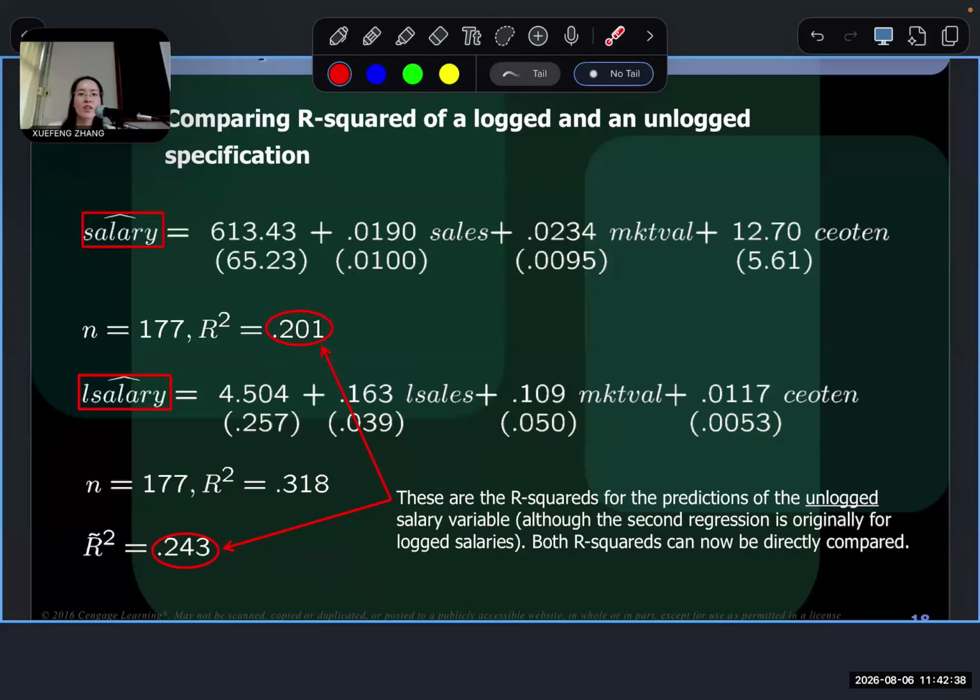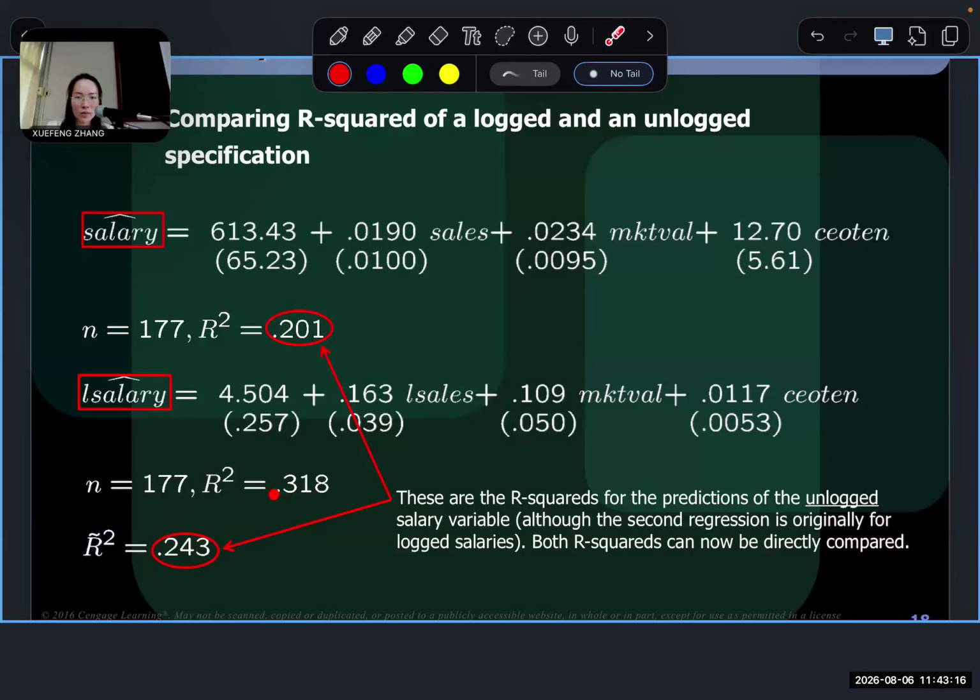Now let's finally solve the problem from before. Using the correction we just learned, we can do a fair R squared comparison between a logged and unlogged model. Okay, model 1, what is the R square? 0.201. Model 2, what is the R square? Sorry, the raw R square is 0.318, right? But that's the R squared for predicting log Y, not salary itself.